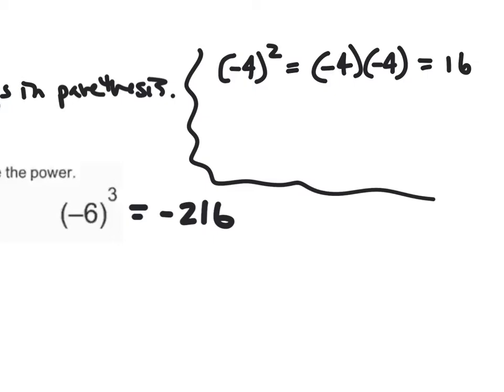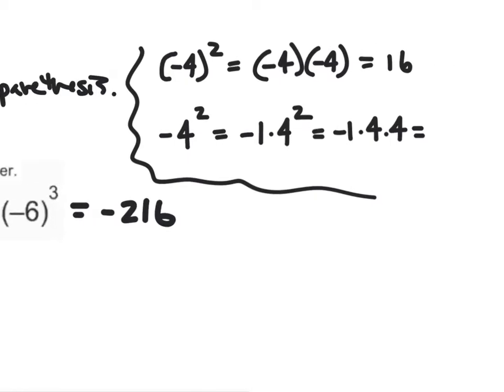Now if I write -4 squared, you have to understand here that I'm not squaring the negative. What this means is that I have really -1 times 4 squared, which is really going to give me -1 times 4 times 4, all right, which is going to end up giving me a -16. So it's important, parentheses are your friend, all right?